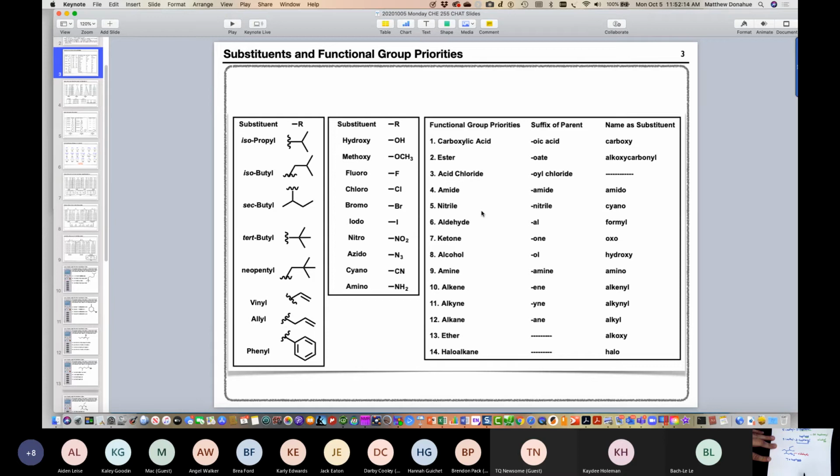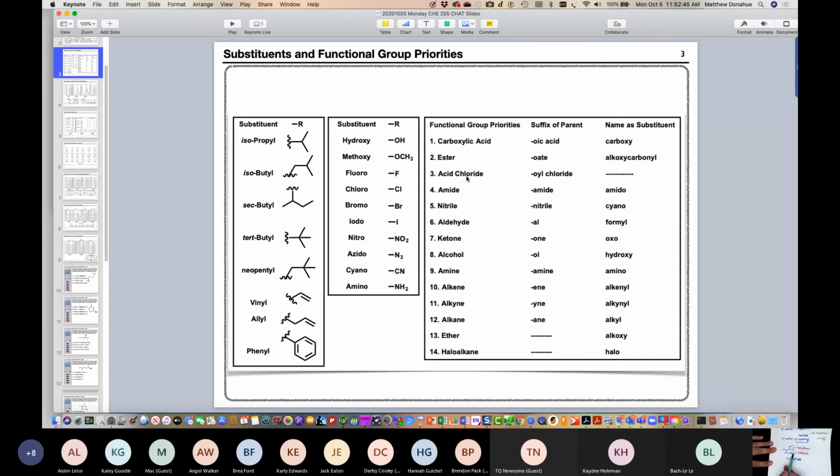So aldehyde and haloalkane. We're using the terminology on the slide. So yes, as a student, you can memorize this list. But what's another way to make sense of this list? If you have something that has multiple substituents, how do you know what the parent is going to be?